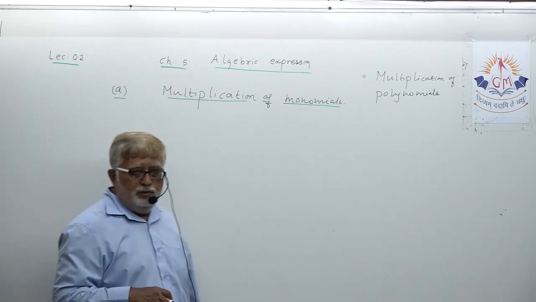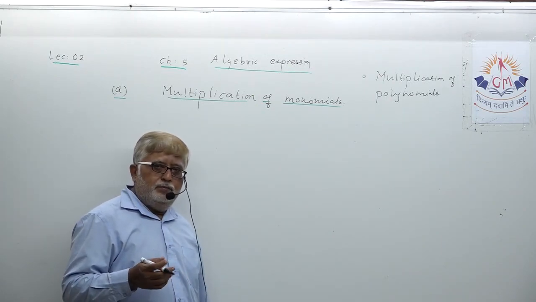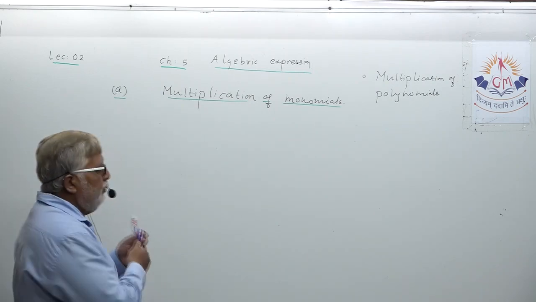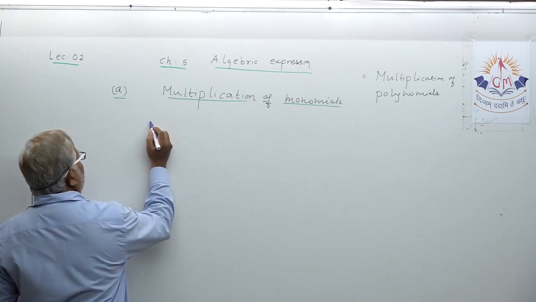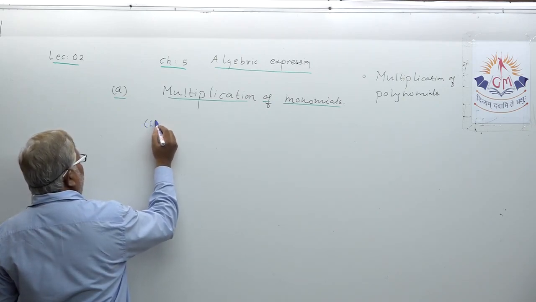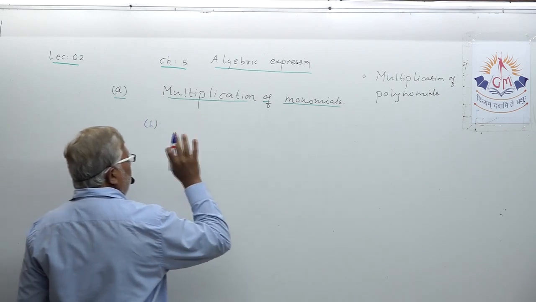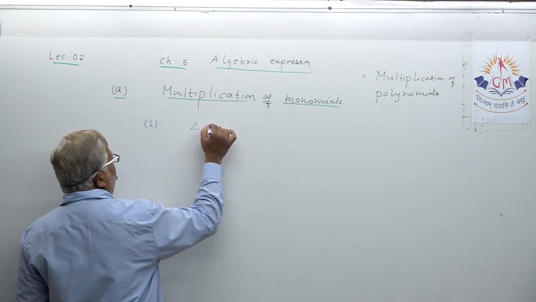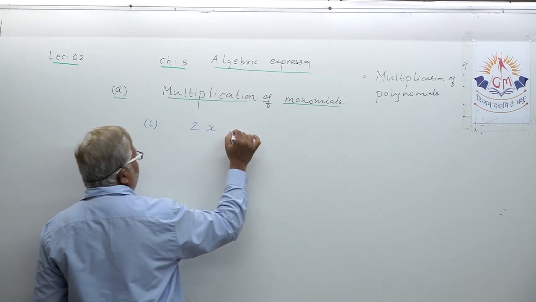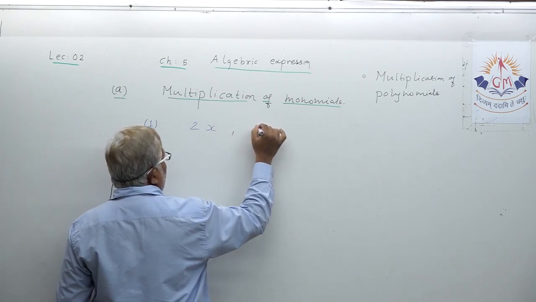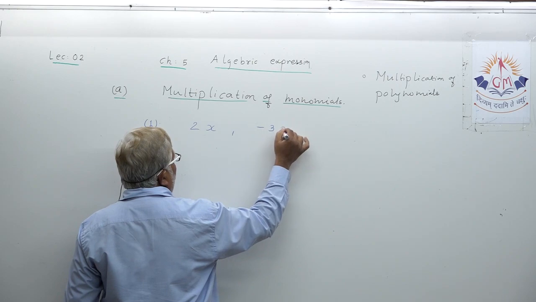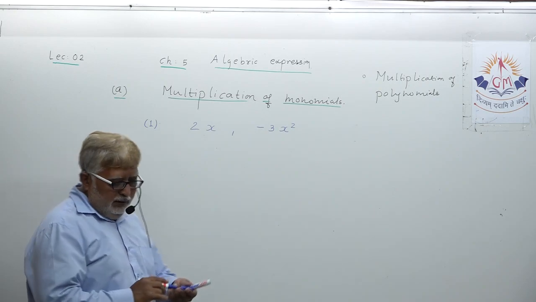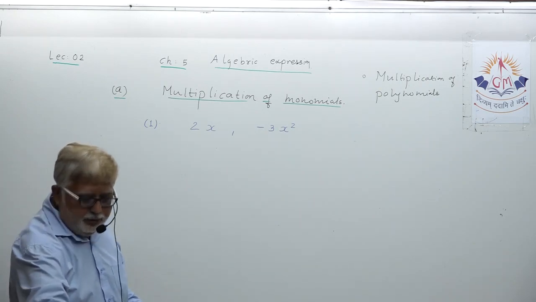For each and every topic we will take 2 to 3 examples to understand. Suppose I give you one example. Example number one. We are understanding the topic of multiplication of monomials. Let me take one simple term, 2x. Then I take minus 3x square. Suppose I want to multiply these two terms, dear student.